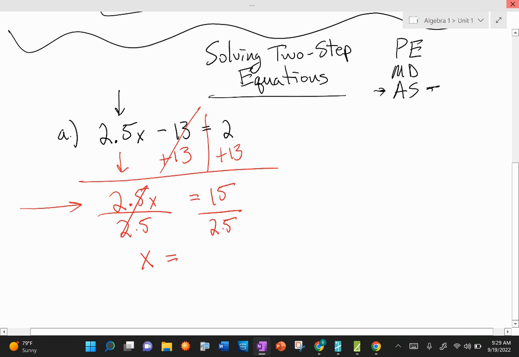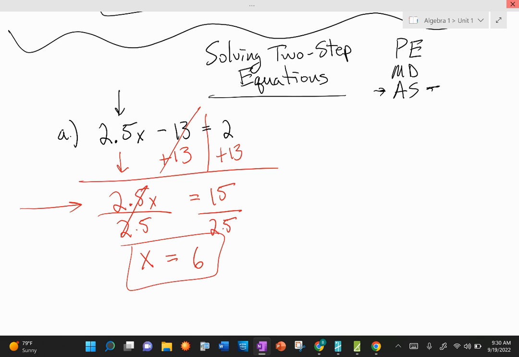That feels low. It's 6. There we go. No worries. Okay. We just didn't move that decimal back over. Okay, x equals 6. Can you check it?